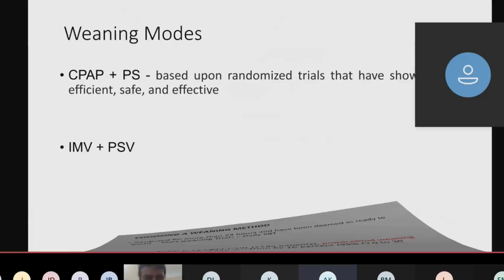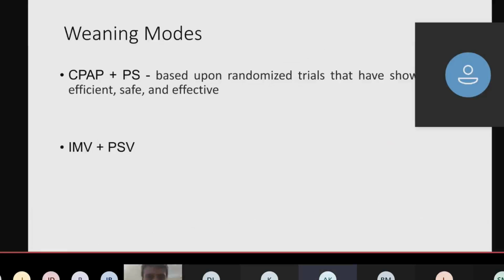So, okay, you have assessed the readiness to wean, and you have decided to wean the patient. So what mode do you want to start with? Ideally, all the mechanically ventilated patients will be on some control mode. Either he will be on volume control or pressure control, or some of the newer modes.